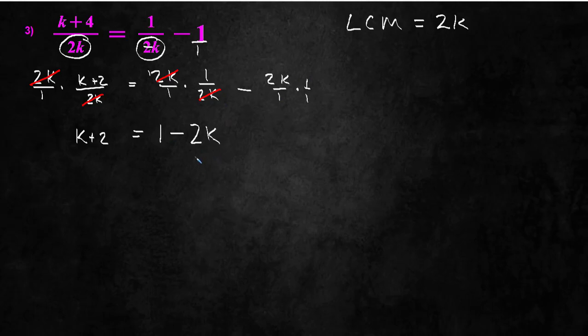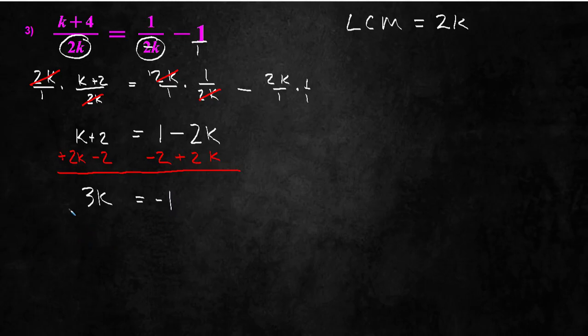So I don't have a squared in this case. That means I'm not going to have to factor. I just need to get the k's on the same side, and then the numbers on the other. So I am going to add 2k to both sides, and I am going to subtract 2. So that leaves me with 3k is equal to negative 1.